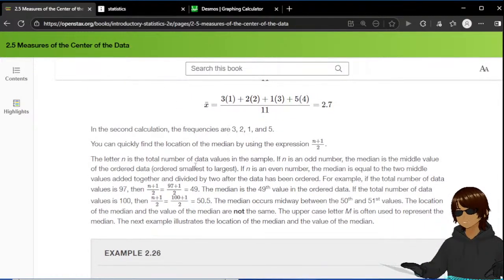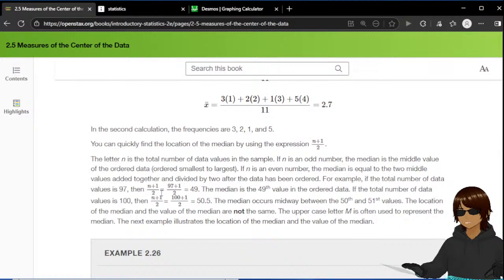The letter n is the total number of data values in the sample. If n is an odd number, the median is the middle value of the ordered data. If n is an even number, then the median is equal to the two middle values added together and divided by 2, after the data has been ordered.